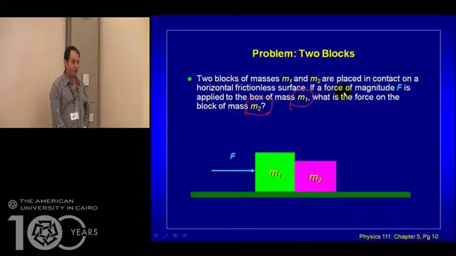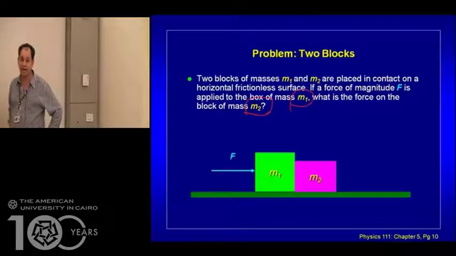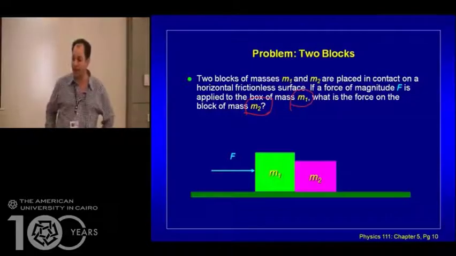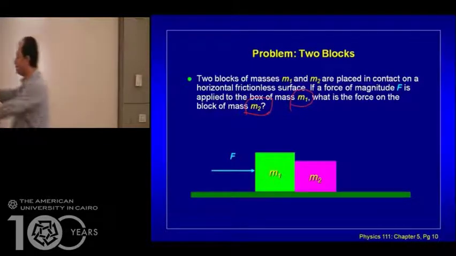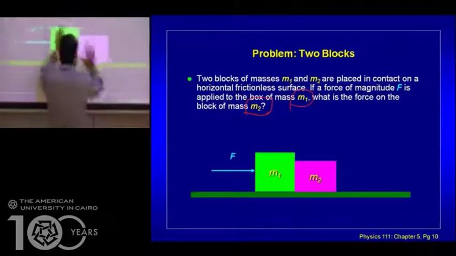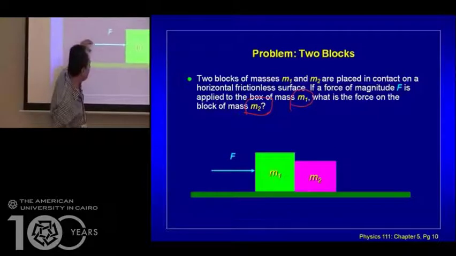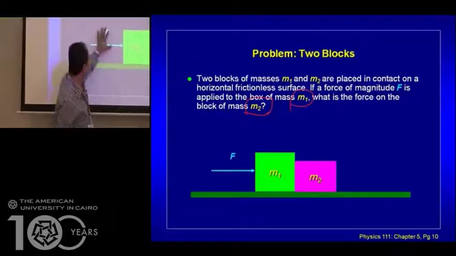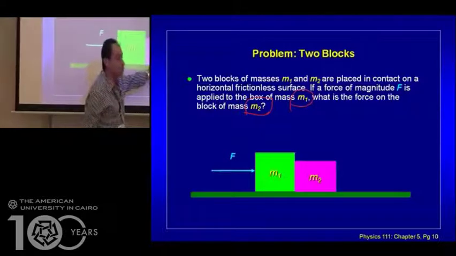And if we know the magnitude of the force F that's applied on M1, we need now to know what is the force on the block M2. This problem carries a clear misconception. That's why I choose that problem. So if I have two masses, and I'm going to push M1 with a force F. Now I'm asking you what will be the force on M2.